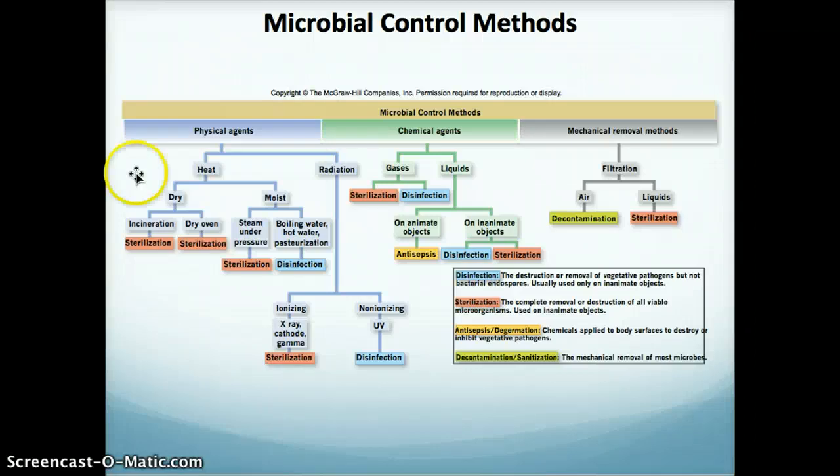This is a really great table in your textbook. It's showing the difference from physical agents, chemical agents, and mechanical removal methods. These are all microbial control methods. And then it's showing you what ends up happening at the level of destruction of the microbes, from disinfection, sterilization, antisepsis or degermination, and decontamination and sanitation. This is a really great one to see how some of these not necessarily overlap, but many of the same agents or methods work for different things.